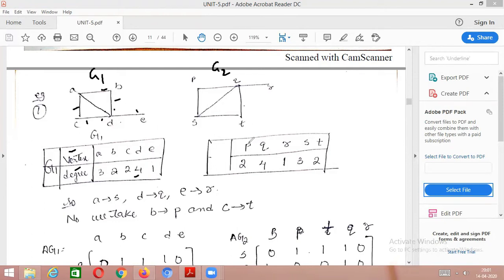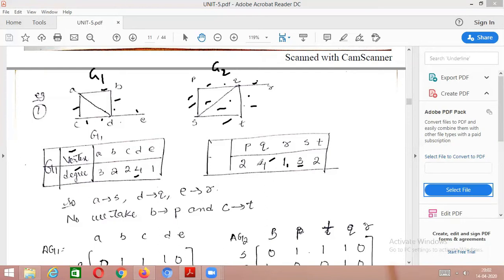Come to the second graph. P vertex, how many edges? 2. Next, Q vertex, how many? 1, 2, 3, 4, degree 4. R vertex, how many edges? 1, degree 1. S vertex, how many? 1, 2, 3, so degree 3. T vertex, how many edges? 1, 2. So this is called the degree sequence. We are writing all degrees in the sequence: 3, 2, 2, 4, 1.